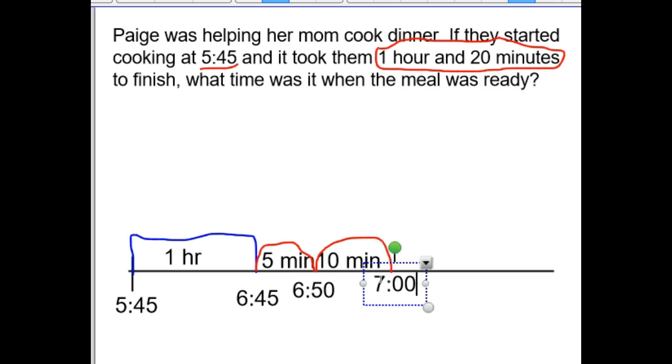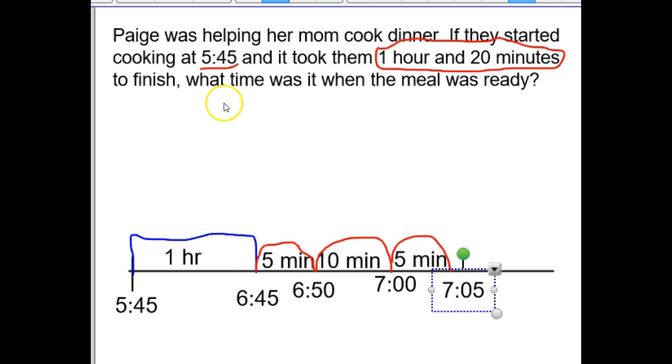So I've added 1 hour. I've added 15 minutes, but it said 1 hour 20 minutes. So of course I know I have to add just 5 more minutes to our time. So 7 o'clock plus 5 minutes. My hour hand isn't changing, only my minutes. So the new time, which is actually our end time, would be 7:05. So looking at our question, what time was the meal ready?